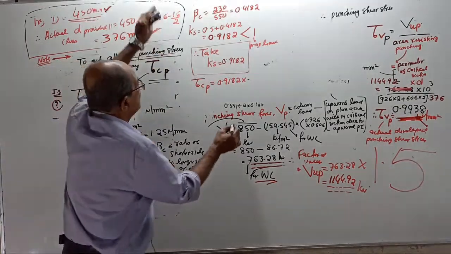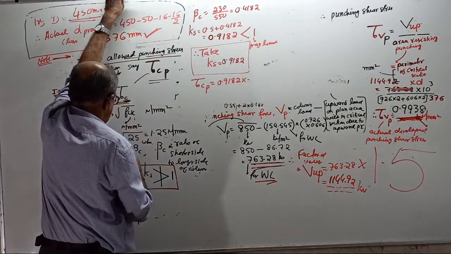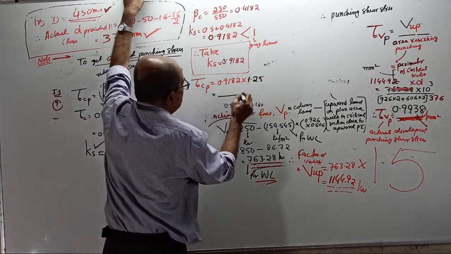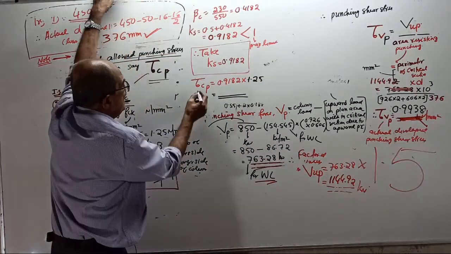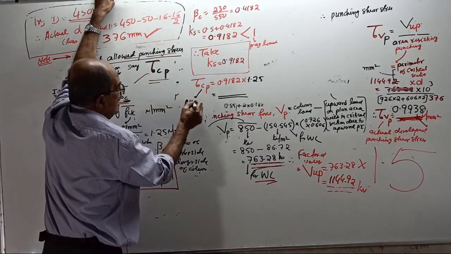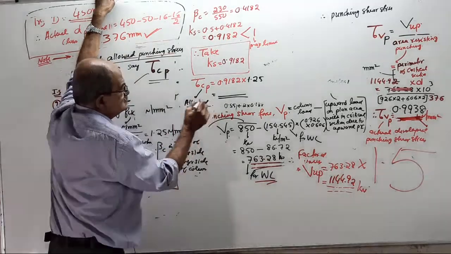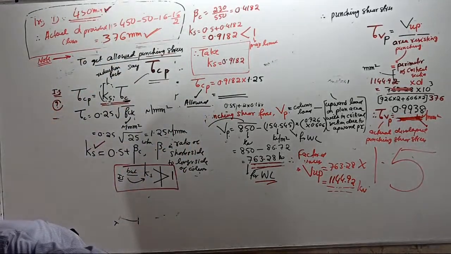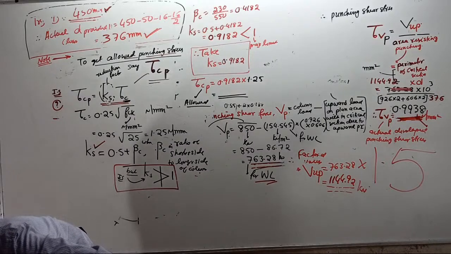Into 1.25. So tell the value of tau Cp. Tau Cp is the allowed stress. How much is the allowed stress? 0.9182 into 1.25.